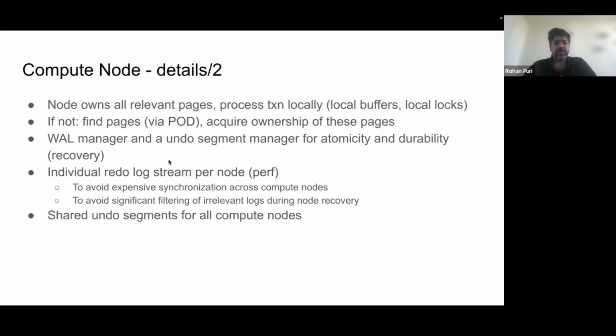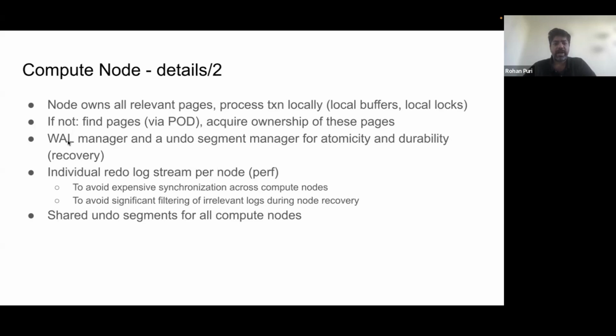So if a node owns all the relevant pages, the transactions can proceed locally, working with the local buffers and the local locks. If not, then you have to find all the pages that are part of that transaction from the page ownership directory, acquire the ownership of these pages, and then you can proceed with your transaction.